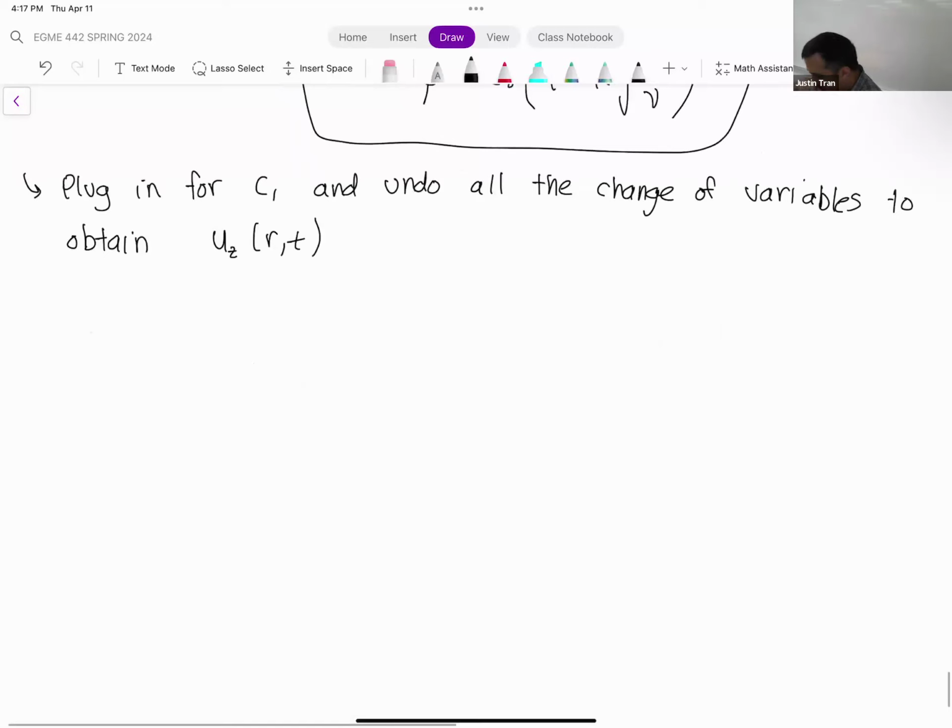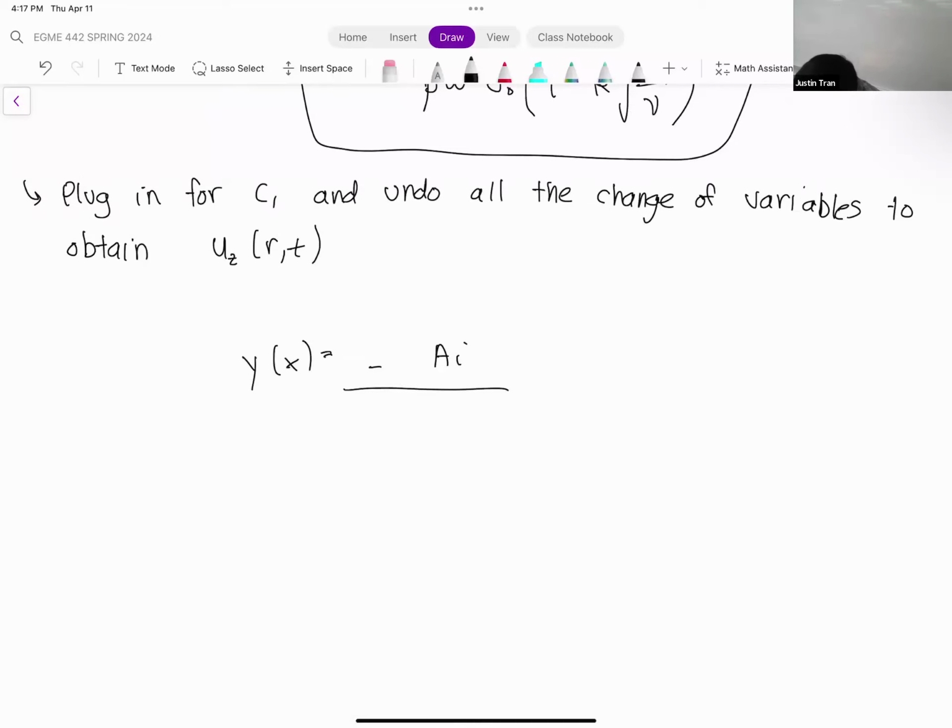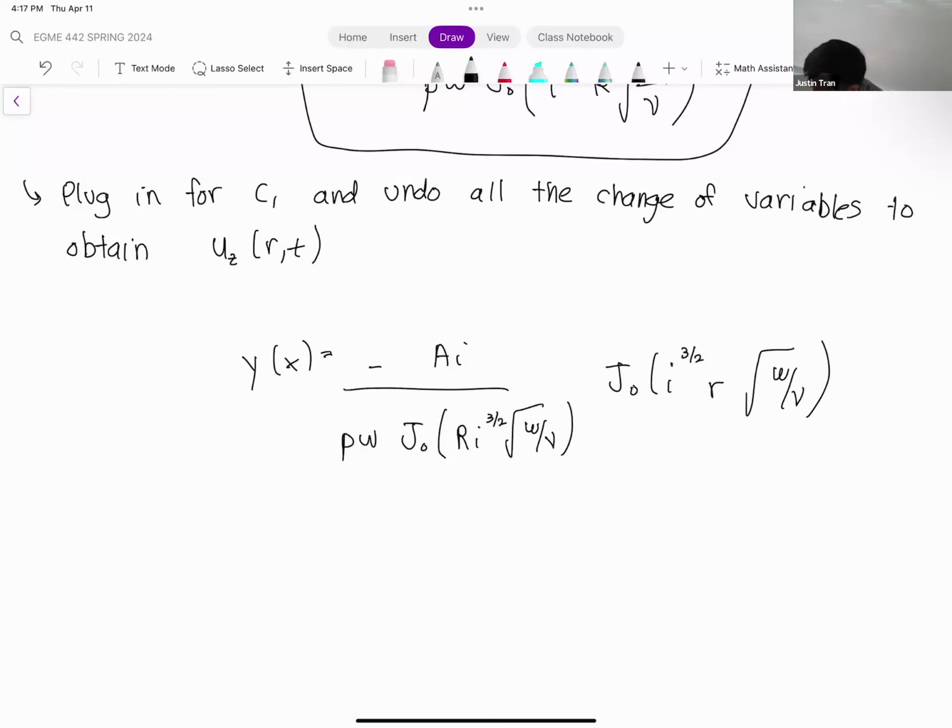All right. Well, we'll go step by step. So we'll start with the function y. First we have y of x is equal to minus a I all over rho omega K naught of R I to the 3/2 square root of omega over nu, multiplied by J naught of I to the 3/2 times good old r square root of omega over nu. So I guess I've already plugged in for x. So we've kind of undone the x change of variables.